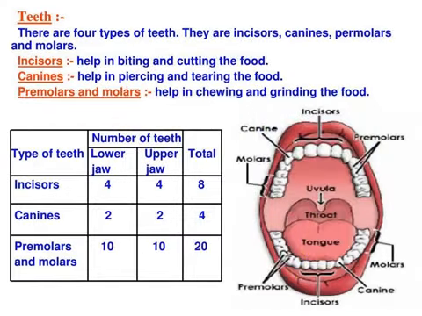Students, in this picture you can learn about the four types of teeth. They are incisors, canines, premolars and molars. Incisors mainly help in biting and cutting the food. Canines help in piercing and tearing the food. Premolars and the molars help in chewing and grinding the food.